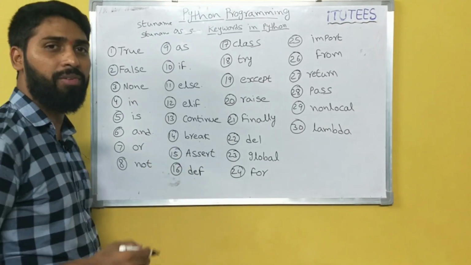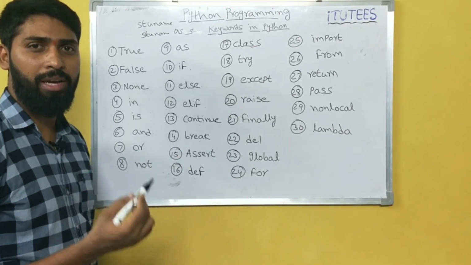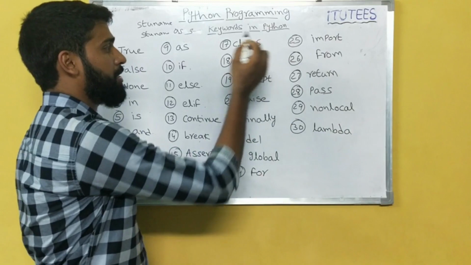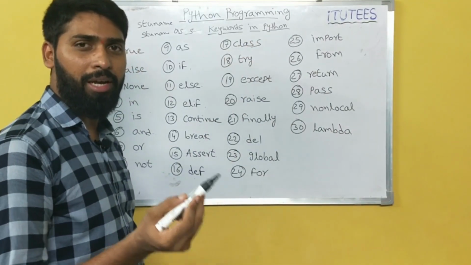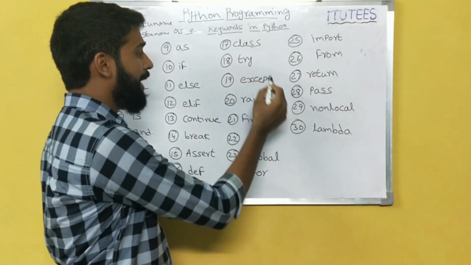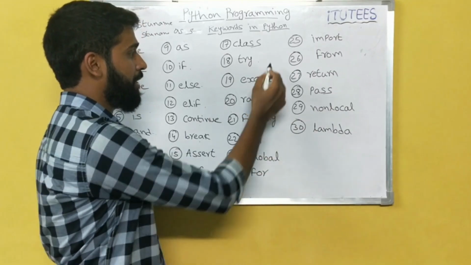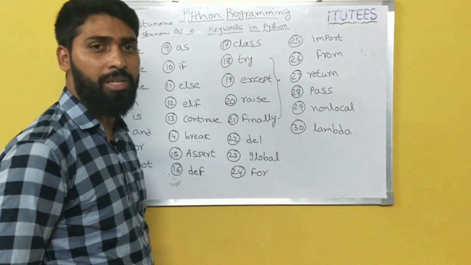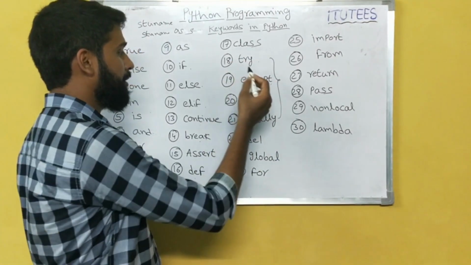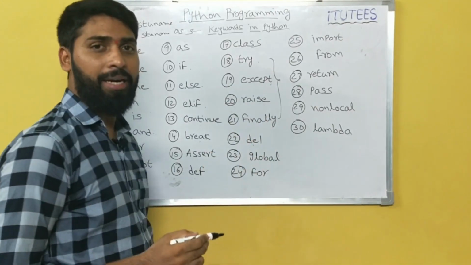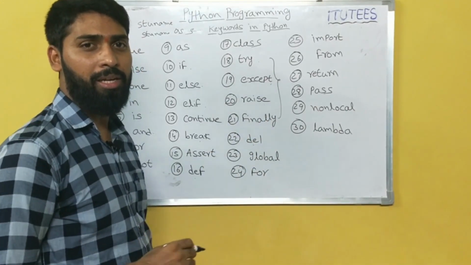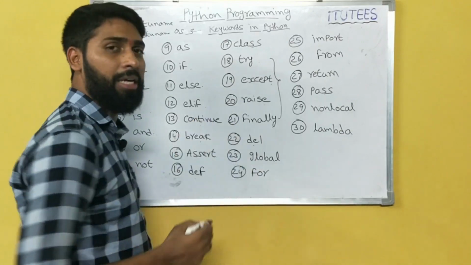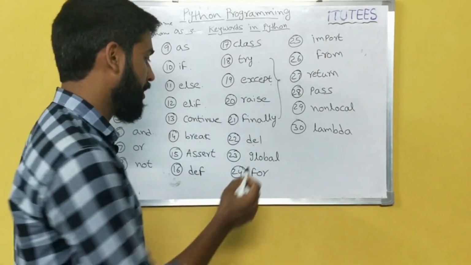Next, def. def is used to define a function. class is used to create a new class. try, except, raise, finally. These four we use in exception handling. del is used to delete an object.